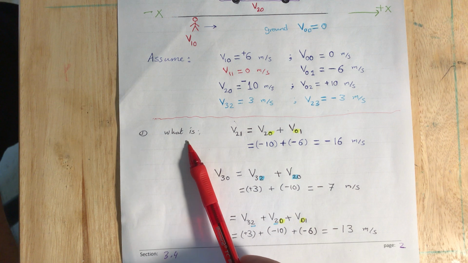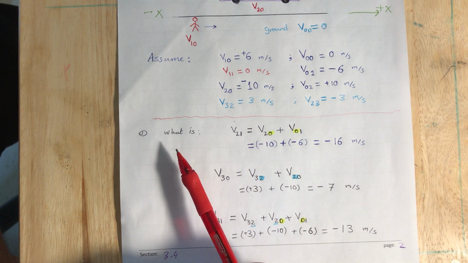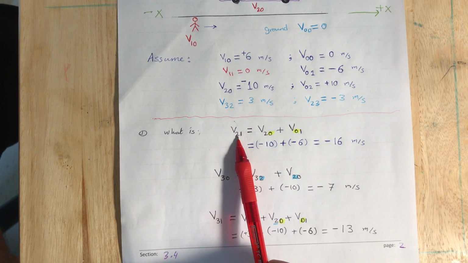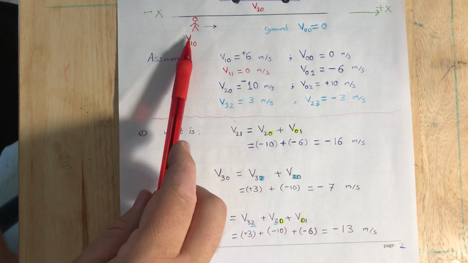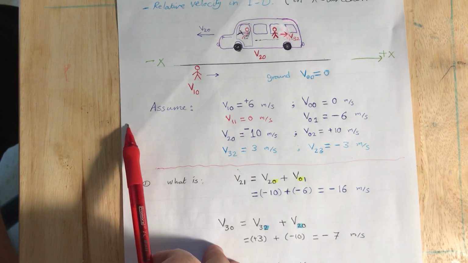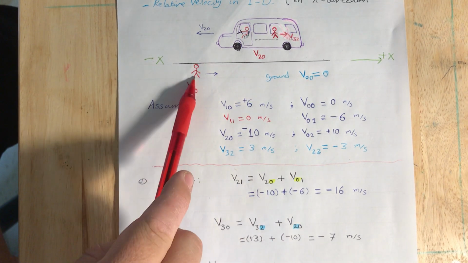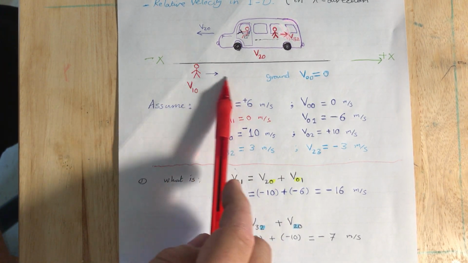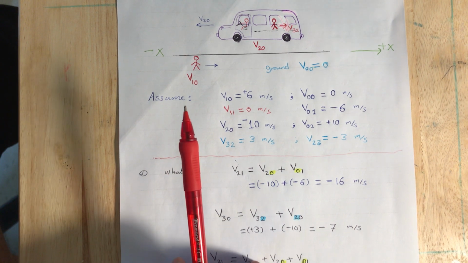Now, if I need to find v21, 2 is the bus and 1 is the person, okay? I need to find the velocity of the bus with respect to the person who is moving with velocity 6. Maybe he is running.